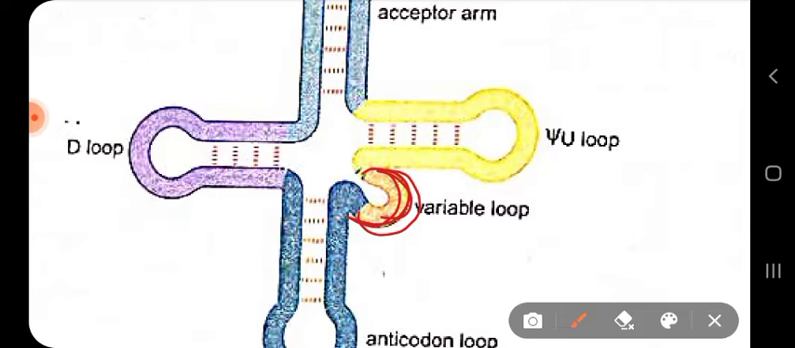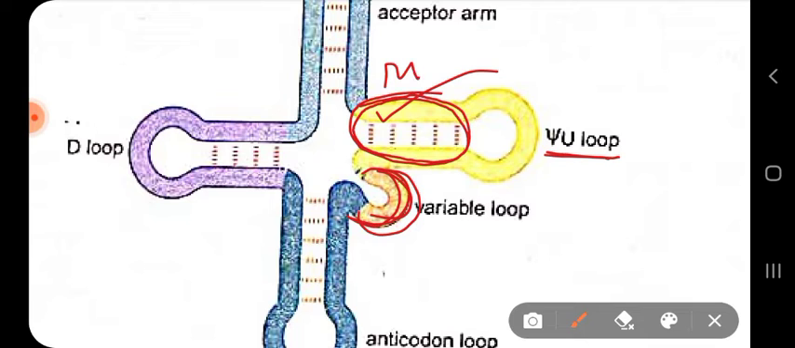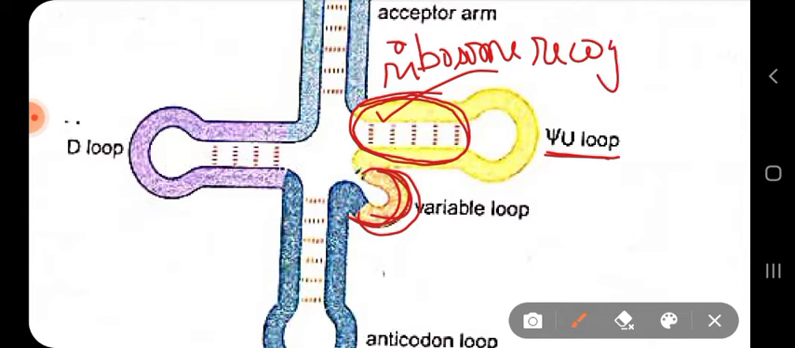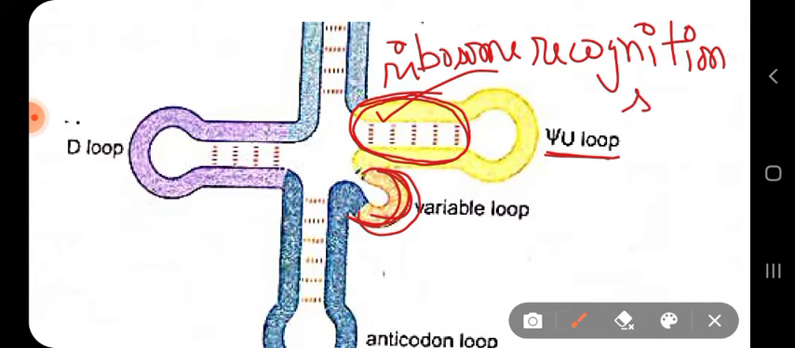Well, the T psi U arm, or you can simply say psi U arm. So where is the T psi U arm? This is the place where the T psi U arm is present. Now this T psi U arm has a ribosome recognition site. This region has a ribosome recognition site.